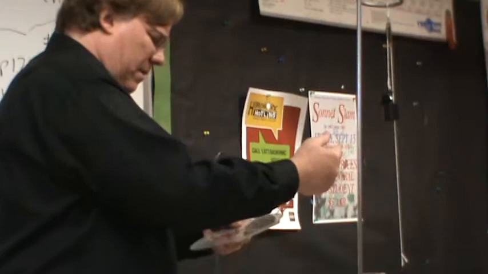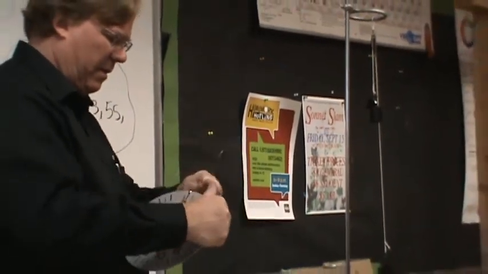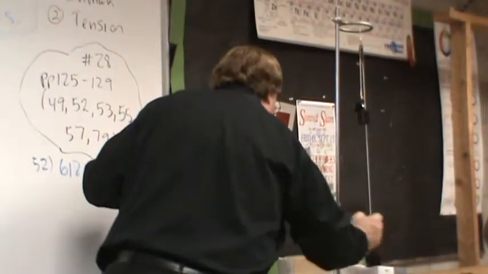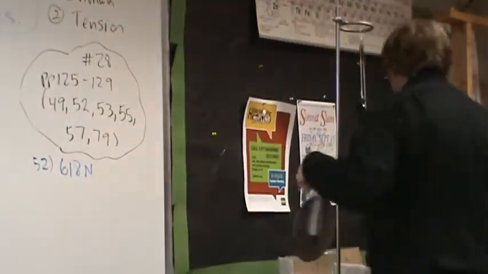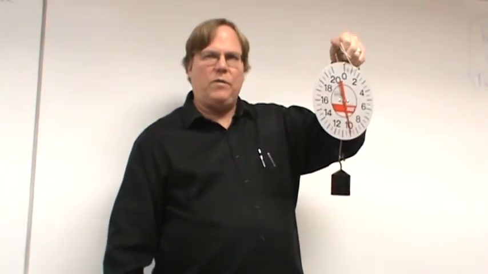Let me give you a visual example of that. This is a 10 Newton weight. I am now going to hook it on this spring scale. The spring scale is holding up this 10 Newton weight. The spring scale is exerting 10 Newtons of force up on this 10 Newton weight, which means the 10 Newton weight is exerting a force down on the spring scale of 10 Newtons.